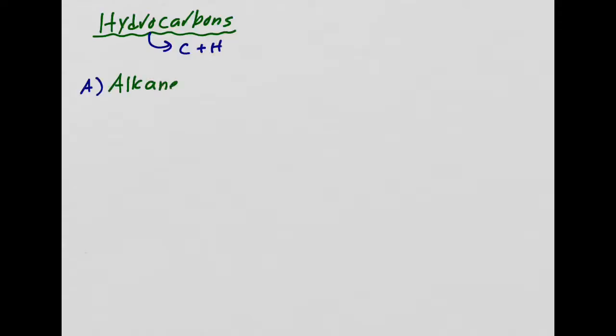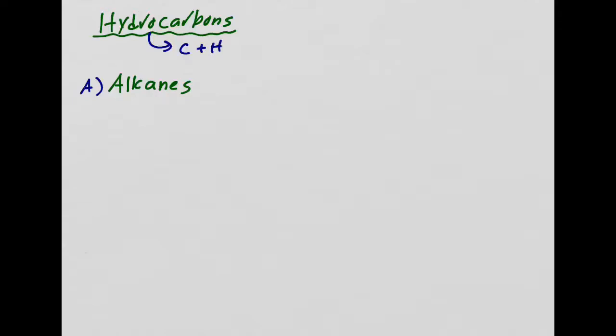Now, we have a group of compounds called hydrocarbons. I've been talking about this all semester long, a little bit. Hydrocarbons are compounds that have nothing but carbon and hydrogen. Okay? Those are hydrocarbons. There are 3 types of hydrocarbons. The first one are called alkanes.